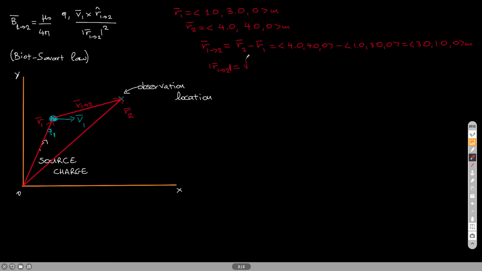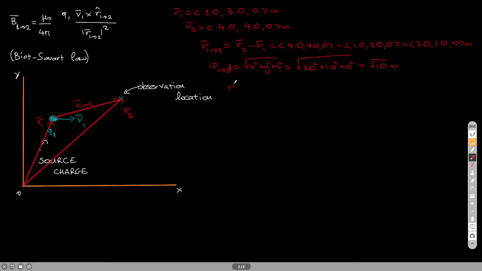To do that, I need to use the square root of x squared plus y squared plus z squared, and in this case it will be the square root of 3 squared plus 1 squared plus 0 squared. So this will give me the square root of 10. And I will leave it like that. If you want, feel free to convert that to get rid of the square root.